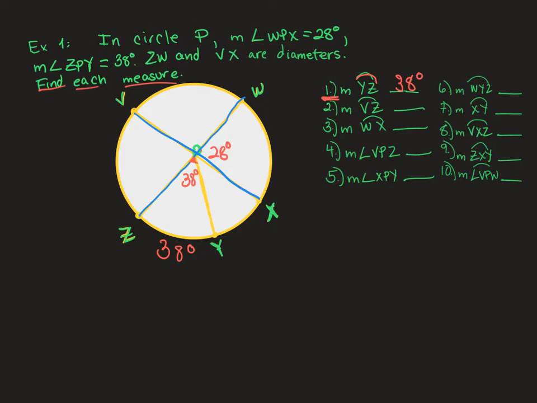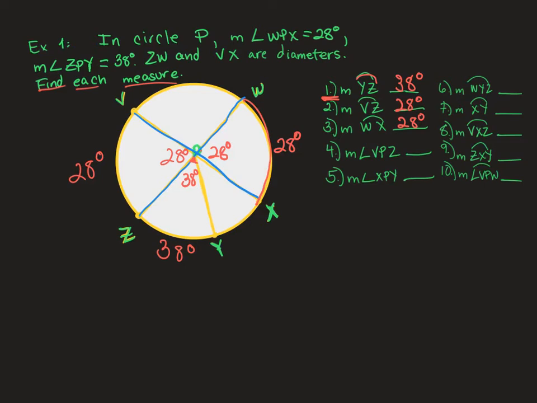Measure of arc VZ is going to be, first we need to find out what this is, and by the vertical angle theorem, it's going to be 28 degrees. So measure of arc VZ is 28 degrees. Measure of arc WX, which is here, is another one. It's going to be 28 degrees, right? Because this is 28 degrees.